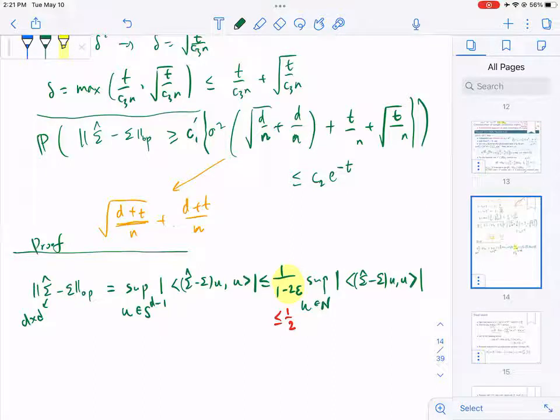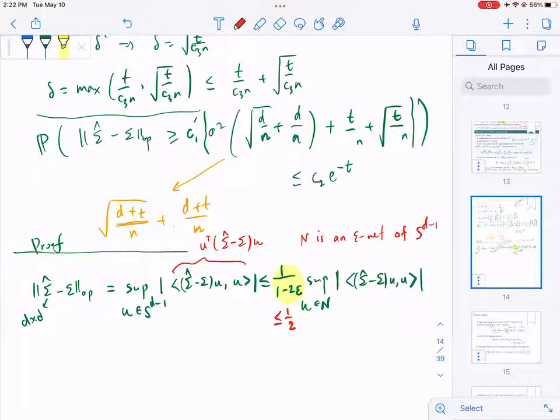So the operator norm of the difference is the supremum. Because it's a symmetric matrix, I can just look at the quadratic form on the diagonal of it. It's like U transpose sigma hat minus sigma U, and then U varies in S^(d-1). And then you can do a discretization argument. You do the discretization over the sphere. So N is an epsilon net of S^(d-1).